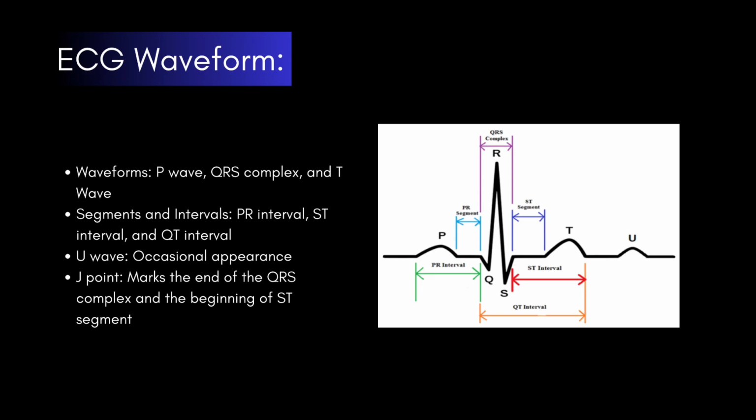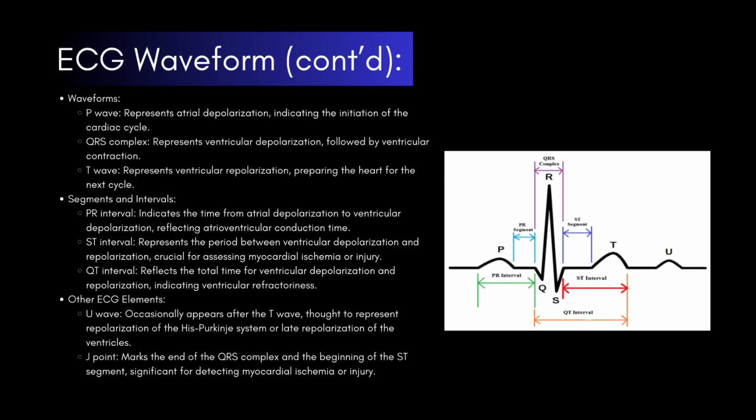Let's go ahead and break these components down one by one for a higher level of understanding from a basic sciences standpoint. So for waveforms, the P wave represents atrial depolarization, indicating the initiation of the cardiac cycle. The QRS complex represents ventricular depolarization followed by ventricular contraction. The T wave represents ventricular repolarization, preparing the heart for the next cycle.